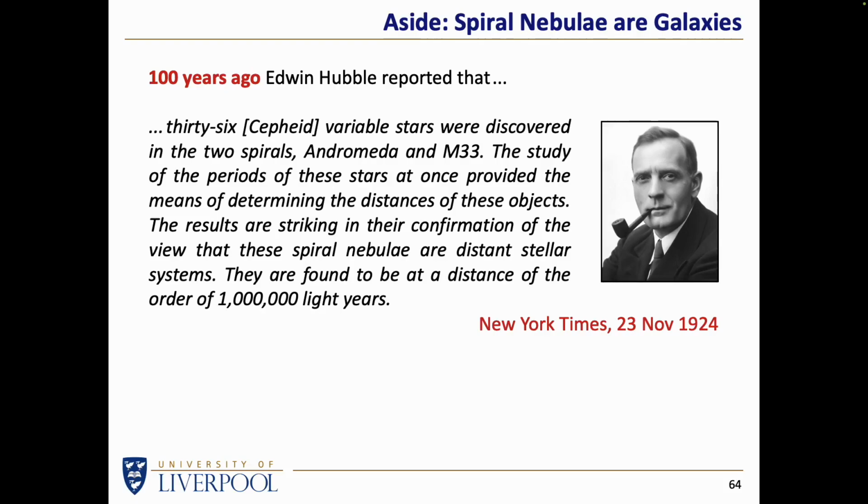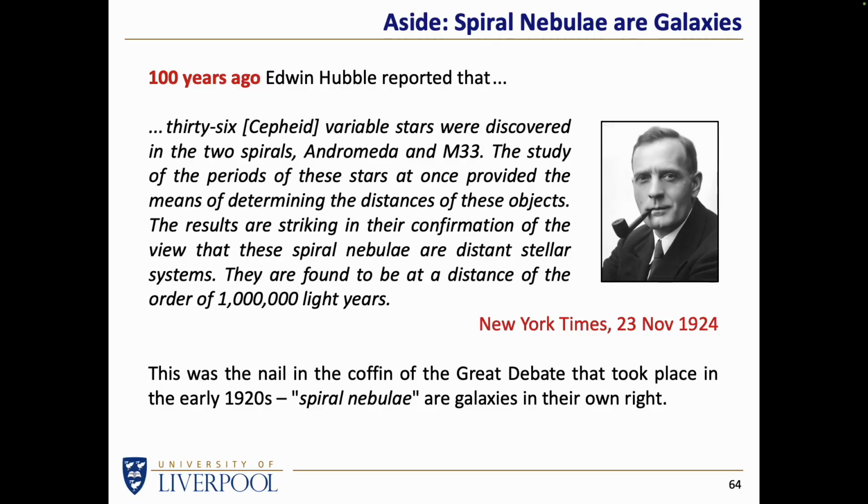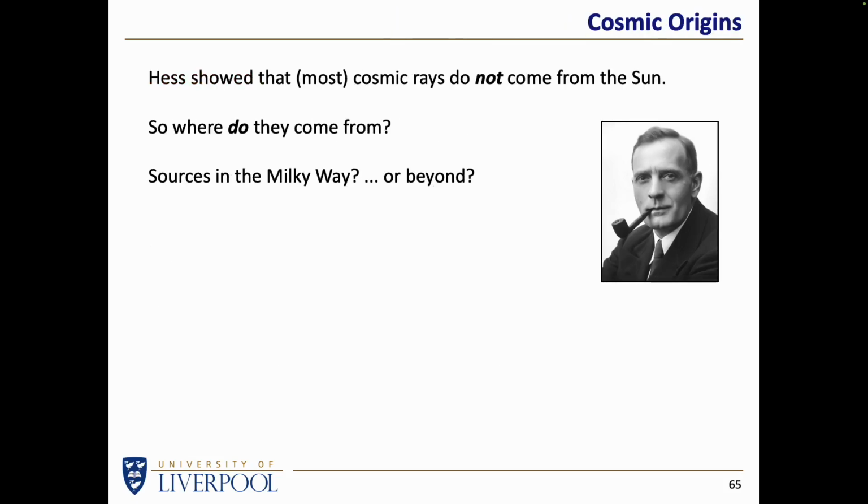That was published in November 1924, so it's only a few weeks before we have the 100th anniversary of that revelation. So that was the nail in the coffin of the great debate in the 1920s that was trying to decide whether the spiral nebulae were small solar systems in formation within our own Milky Way, or whether they were galaxies in their own right beyond the Milky Way. That proved that the universe is much, much, much bigger than we first appreciated. The entire universe isn't just the Milky Way. The Milky Way is only one of trillions of galaxies. So the scale of the universe changed almost overnight thanks to that discovery.